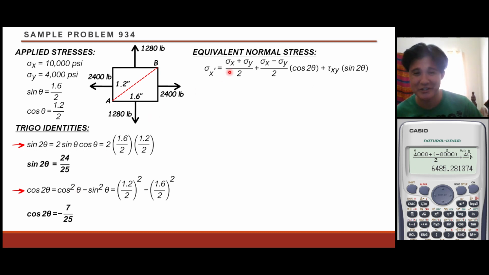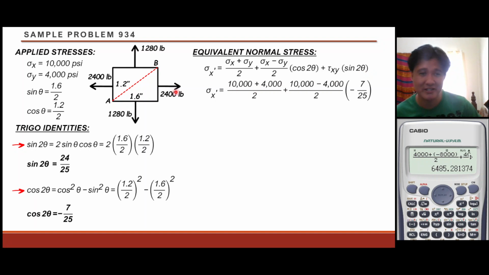So, we have stress x prime. Meron tayong cosine 2 theta dito, meron tayong sine 2 theta dito. So, stress x natin, 10k psi, plus stress y natin 4k psi. By the way, lahat tension kaya walang negative tayo na ilalagay dito sa ating mga input. So 10k plus 4k over 2 plus 10k minus 4k over 2 times yung cosine 2 theta na equivalent niya. Cosine 2 theta negative 7 over 25. So yun na ilalagay ko dito.